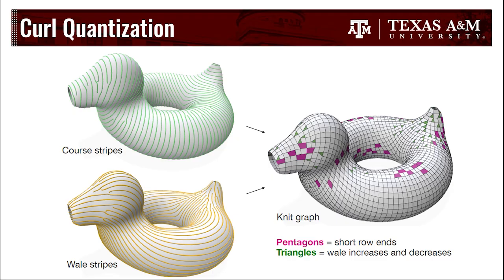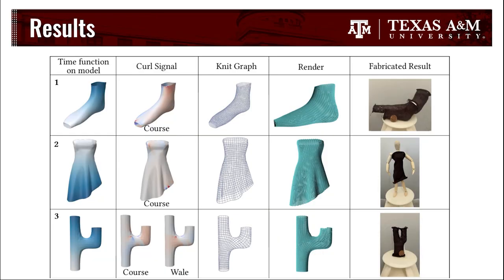Lastly, the solved course and wale strips are intersected to generate a smooth knit graph suitable for both artifact-free yarn-level rendering and machine knitting. To validate the method, the authors applied machine knitting and rendered yarn-based visualizations of prototypical models in the 3D and cut-and-sew settings. Here are some results.